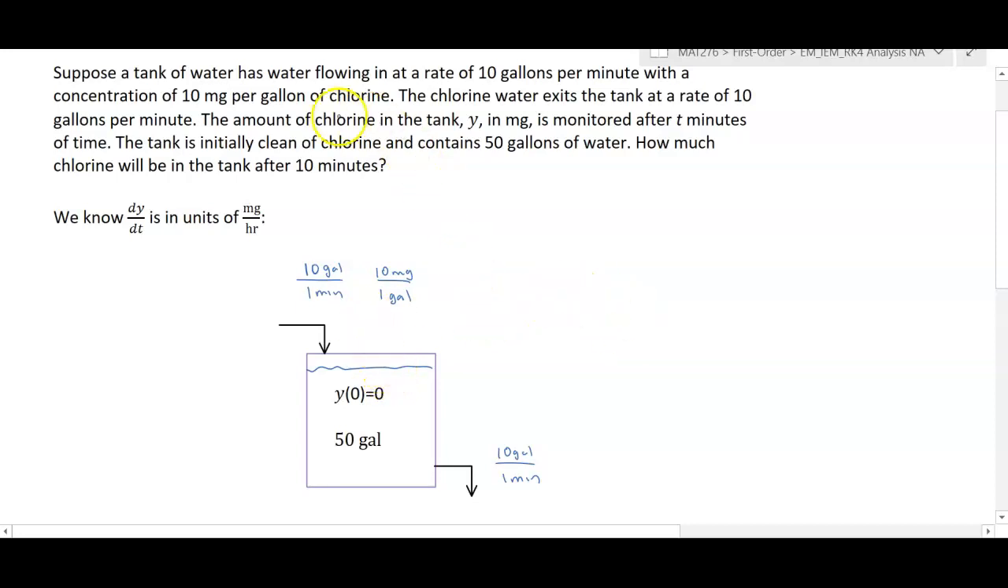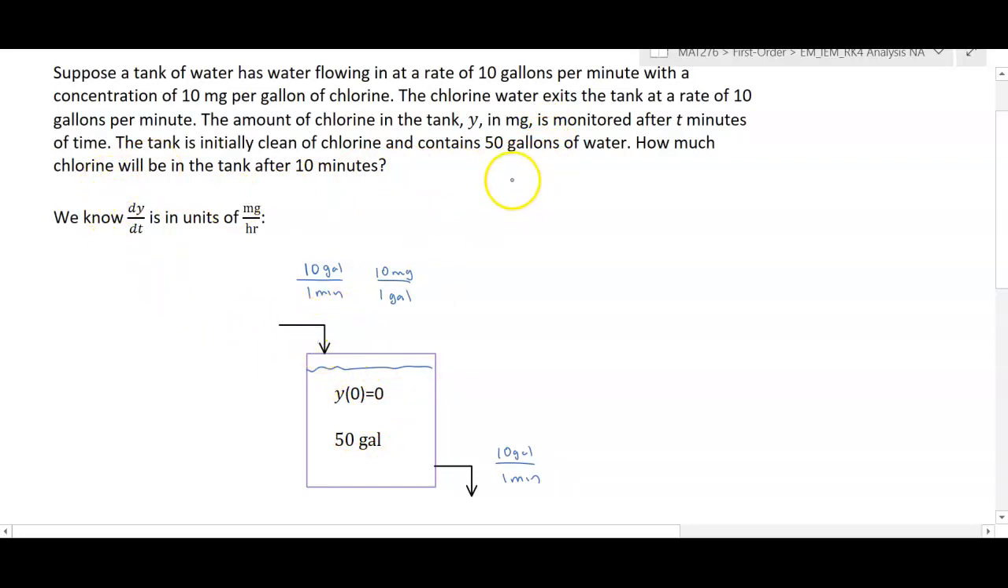Now, one of the things that we're going to assume in this model, as we build this differential equation that we're going to then analyze with these three methods, is going to be in milligrams per hour. Because y is going to be measured, we're going to try to keep track of how much chlorine is inside of here as a function of time in minutes.